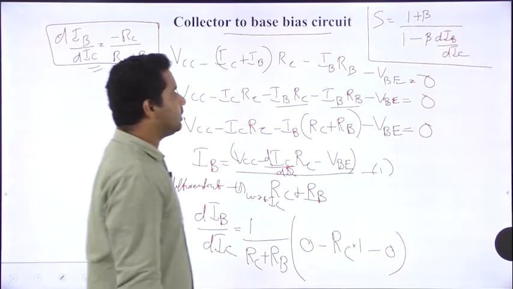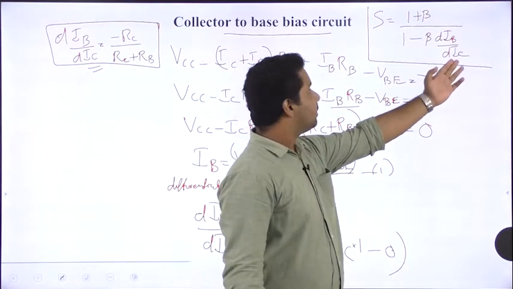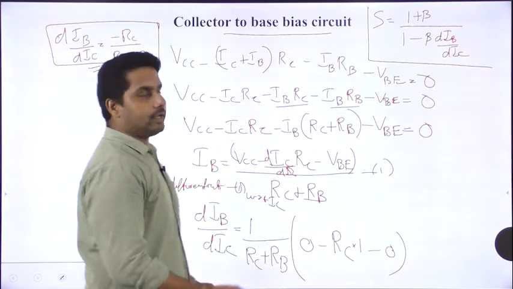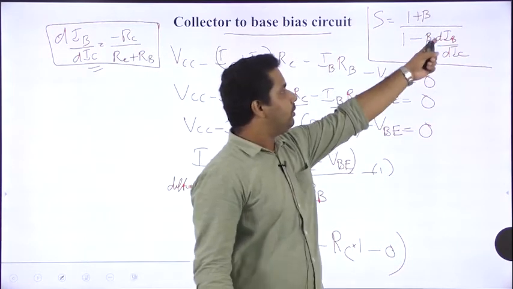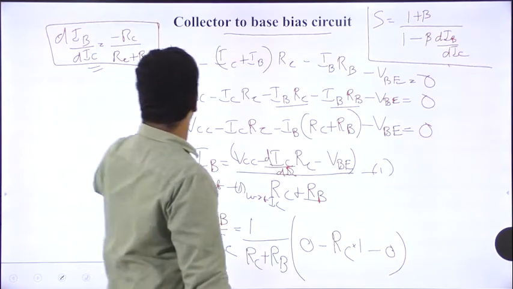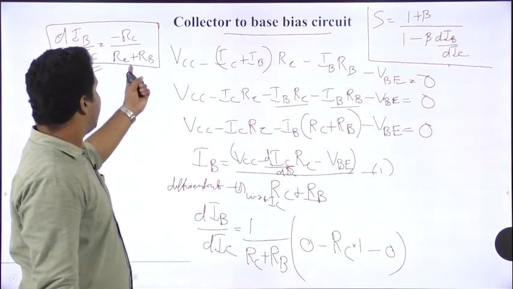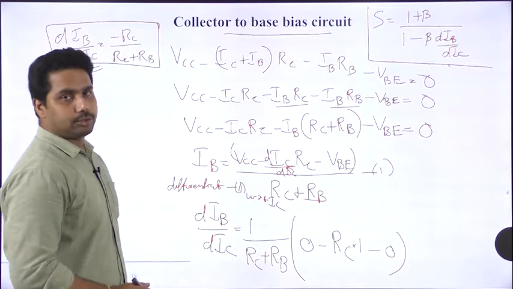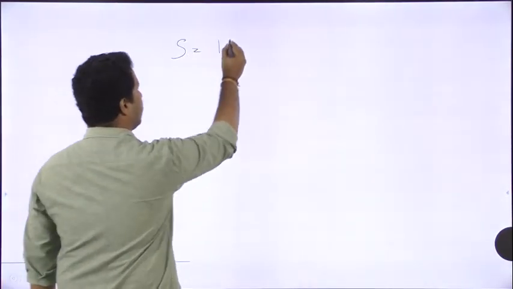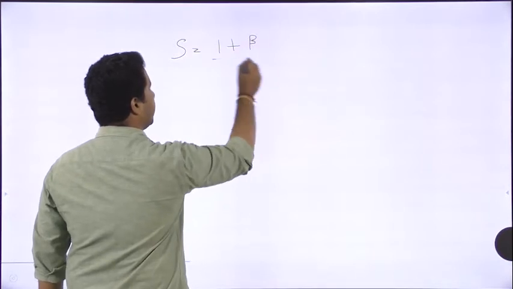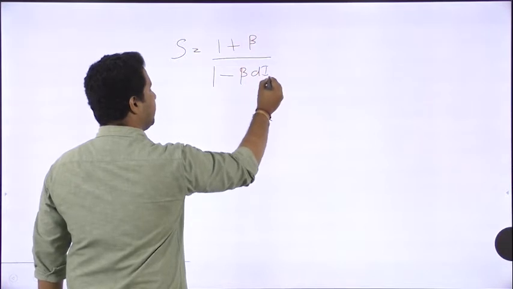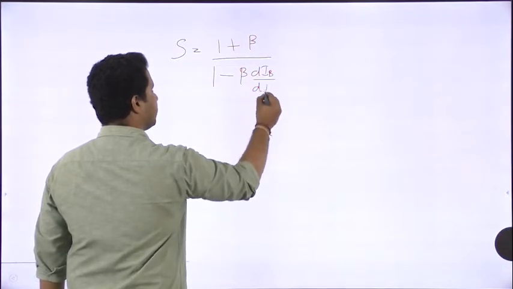So that I have to just substitute in this particular equation. Then we will be getting the stability factor. So you can do that. Just substitute the value of DIB by DIC, which is simply minus RC divided by RC plus RB. So do the substitution. Our stability factor equation is S is equal to 1 plus beta divided by 1 minus beta into DIB by DIC.